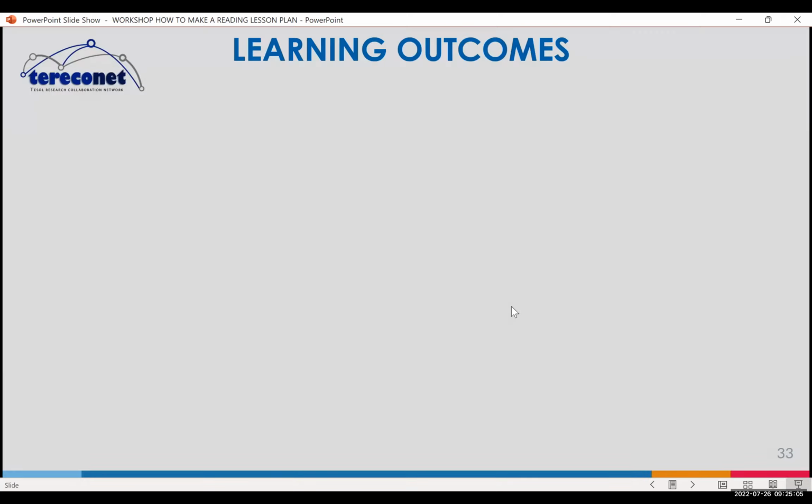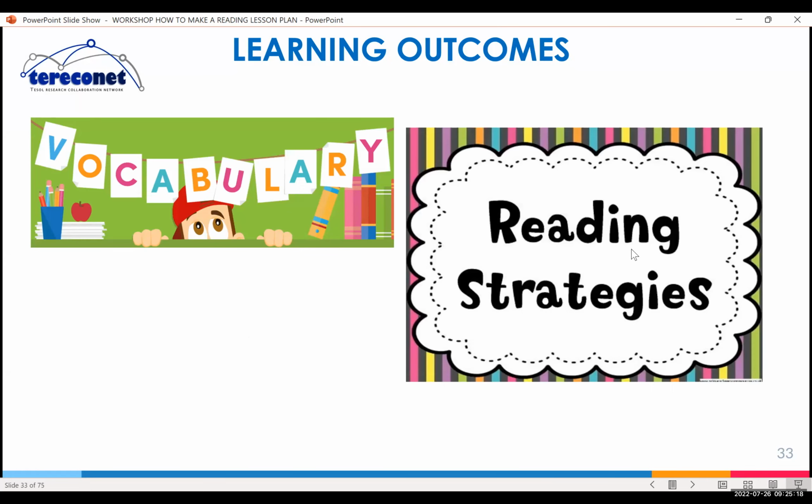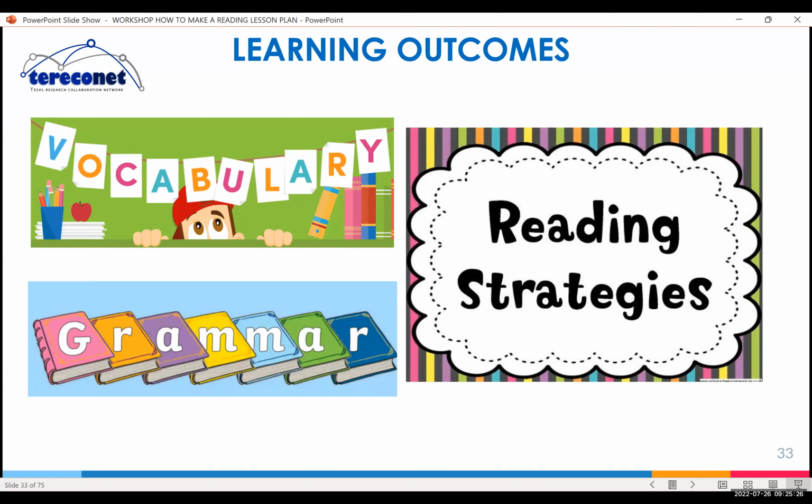So from this one, I have an activity for you. As you know, now we are designing the reading lesson. So the key thing is vocabulary and comprehension. For comprehension, we will teach the students the reading strategies. However, sometimes we also need to deal with grammar.